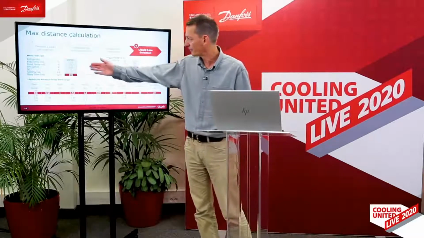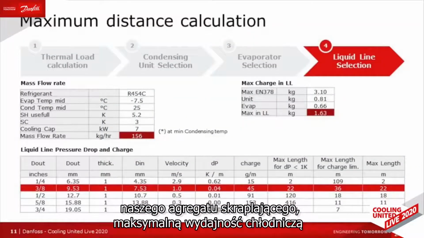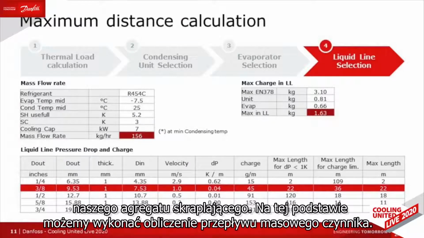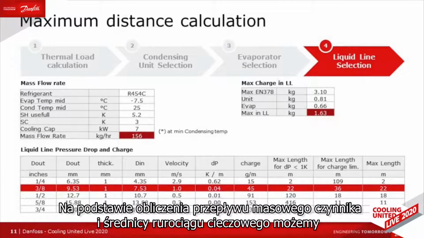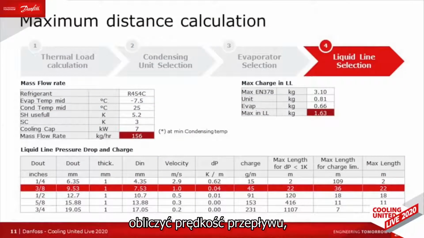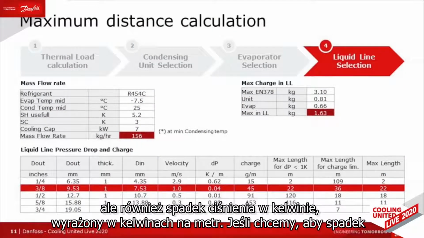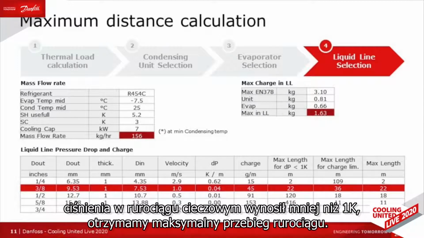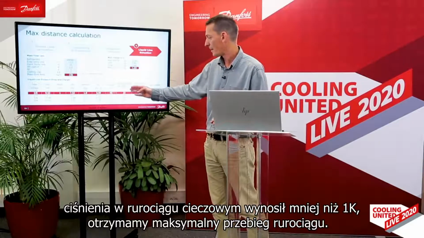So we've got the maximum cooling capacity of our condensing unit, and based on that, we can make a mass flow rate calculation. And based on the mass flow rate calculation and the liquid line diameter, so here you've got different liquid line diameters, we can calculate the velocity, of course, but also the pressure drop, given in Kelvin per meter. And if we want the liquid line pressure drop to be less than 1 K, it gives us a maximum pipe run.